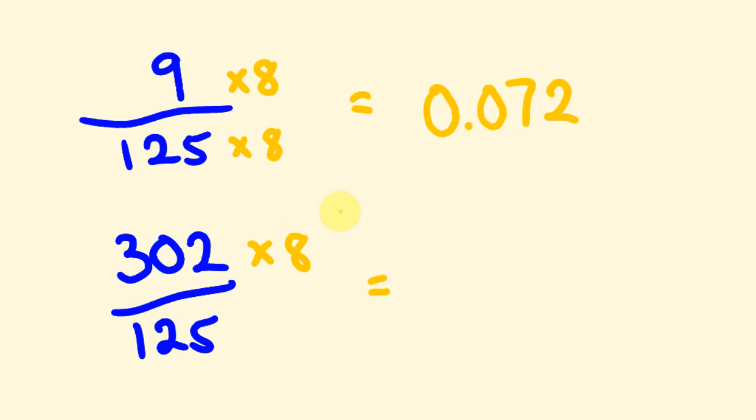So first off, 302 times 8. Hopefully you're going to get the answer of 2,416. So now we're going to divide that by 1,000. So we're moving the decimal place 3 times. 1, 2, 3. Our answer, 2.416. Hope you like the trick.